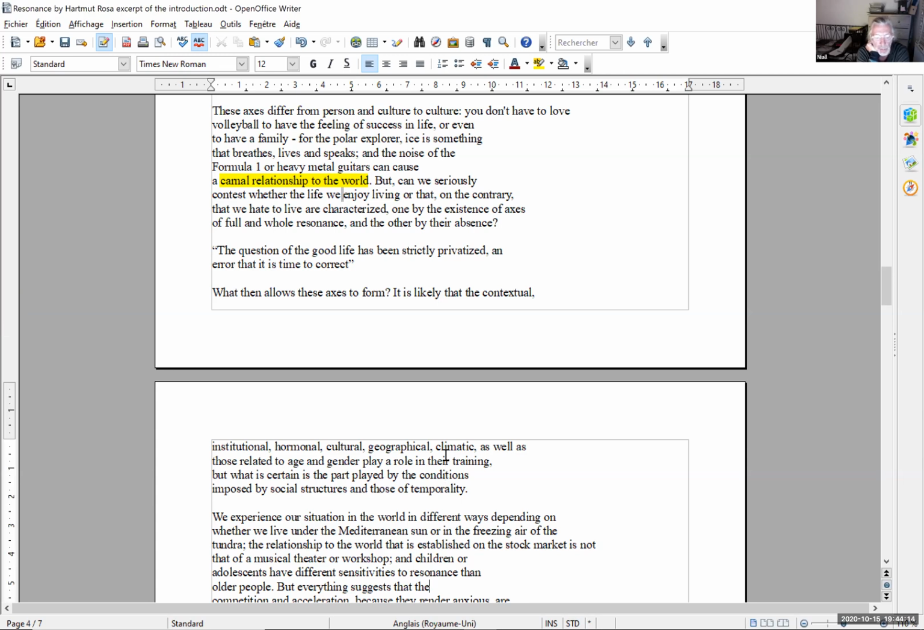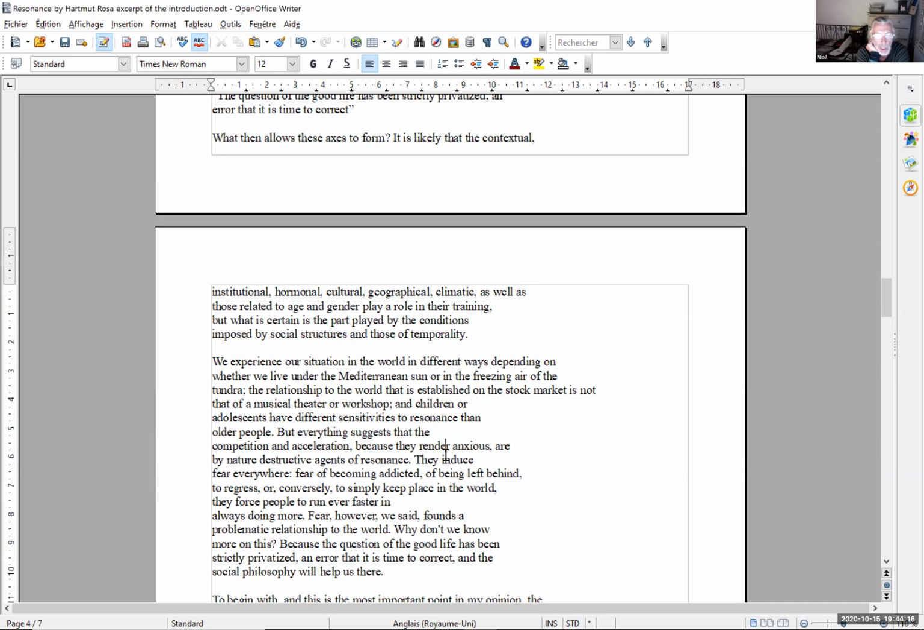We experience our situation in the world in different ways, depending on whether we live under the Mediterranean sun or in the freezing air of the tundra. The relationship to the world that is established on the stock market is not that of a musical theatre or workshop, and children or adolescents have different sensitivities to resonance than older people. But everything suggests that the competition and acceleration, because they render anxious, are by nature destructive agents of resonance.